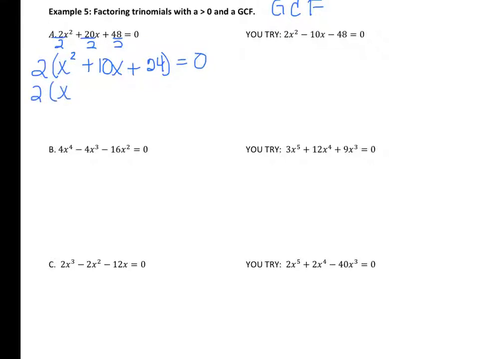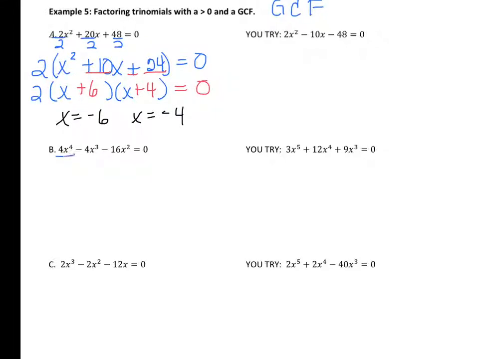For these last examples, we're going to look for a greatest common factor first, and then we'll keep factoring after that. So when we look at A, we can divide each of these terms by 2, so we'll factor out the 2, and we'll be left with x squared plus 10x plus 24. If you remember, that's the same thing as we factored earlier. We had x and x, and the factors of 24 that add up to 10 were 6 and 4. So we still only have two zeros here, and they are x equals negative 6 and x equals negative 4.